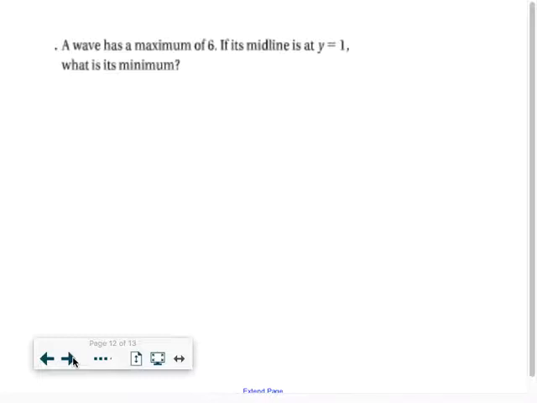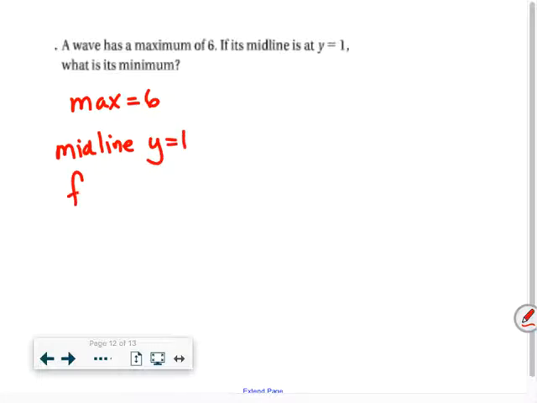It says a wave has a maximum of 6. If its midline is at y equals 1, what is its minimum? So I love to play the game, what do I know? So I'm going to write those things down. I know that it has a maximum of 6. It tells me I have a midline of y equals 1. And I want to find the minimum.